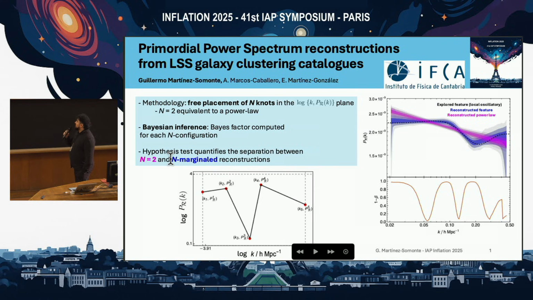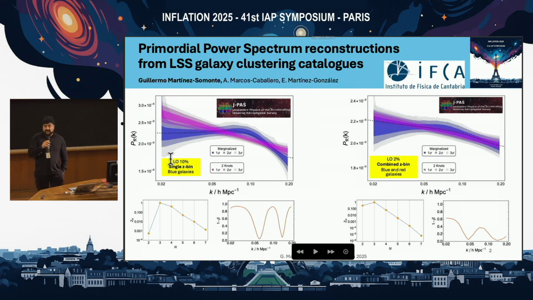For our reconstructions, we apply a couple of tests. The first is a Bayes factor test, in which we compare the evidence of the power law case against the other evidences. The other is a hypothesis test that quantifies how separated the contours are.